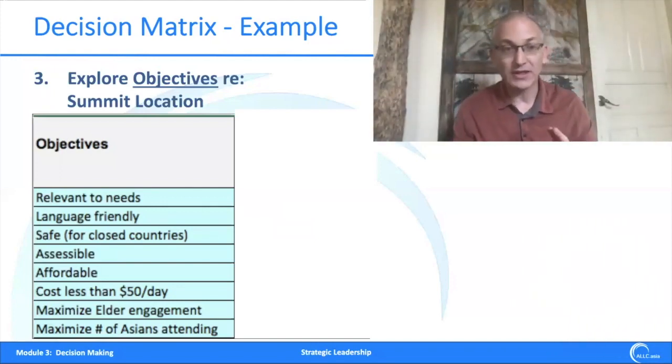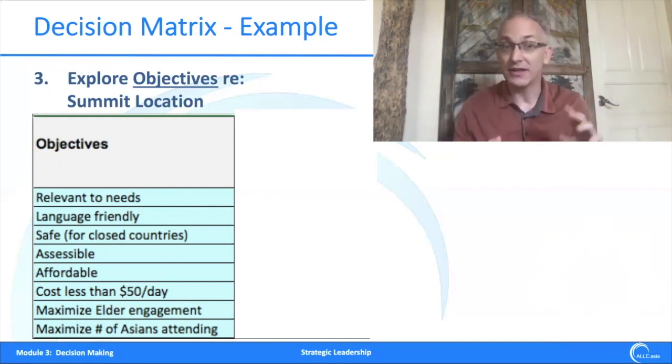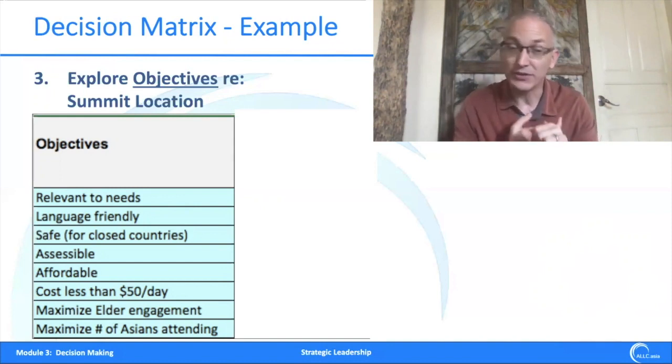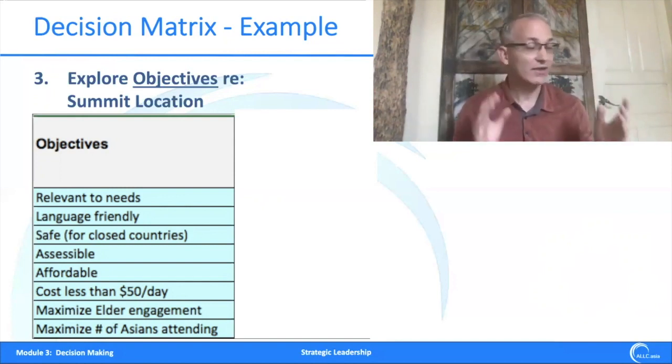We know that the summit needs to be language friendly to whatever languages people speak. We know it needs to be a safe place for people who are coming from closed countries. We know that wherever we hold the summit needs to be accessible, not too hard to get to, and affordable, because people don't have a lot of money to spend. And more specifically, we said it needs to cost less than $50 a day US. If it costs more than that, too many people won't be able to come.